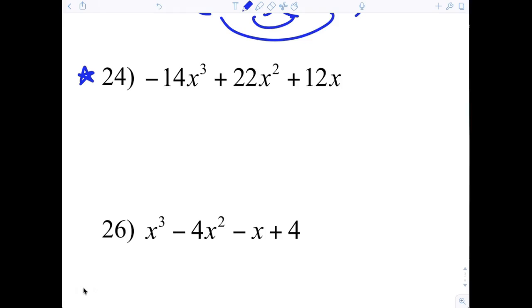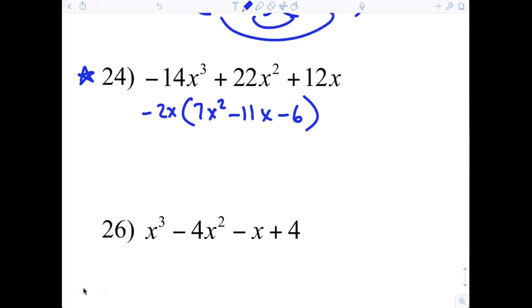I believe it's negative 2x, right? So everybody's factoring out a negative 2x. All right, I'm left with what? 7x squared minus. Good job. There you go. There it is.